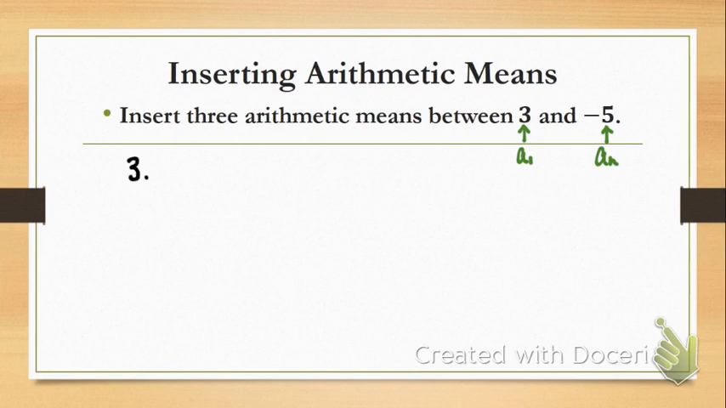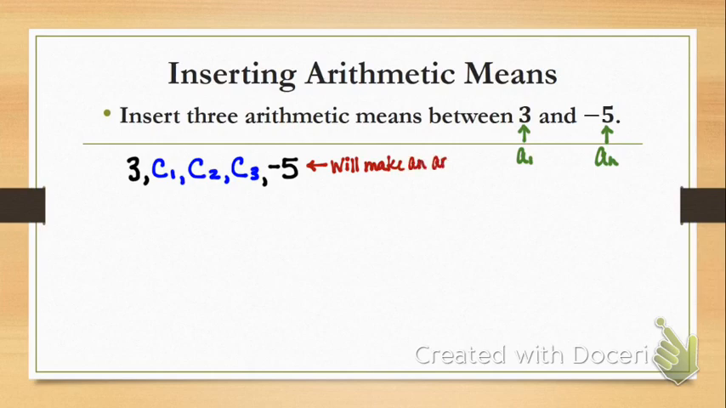So if I saw this sequence written out, it would start with 3, and then there's some number here. I'm going to call it C1, C2, and C3, and then negative 5. And this is going to make an arithmetic sequence. And we're trying to find what those three numbers are.